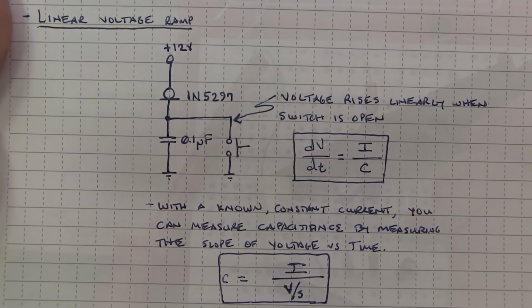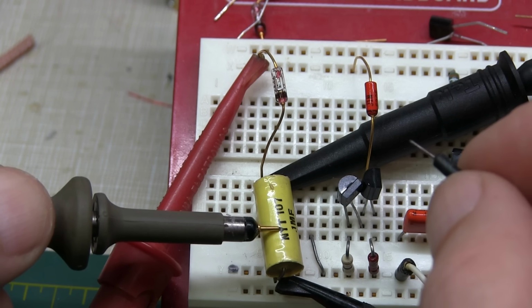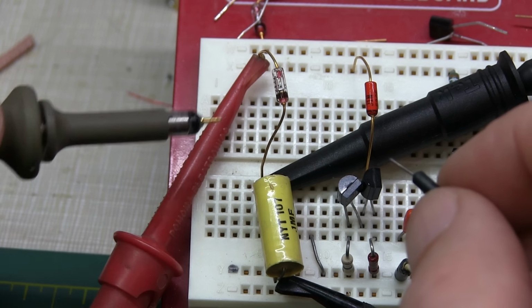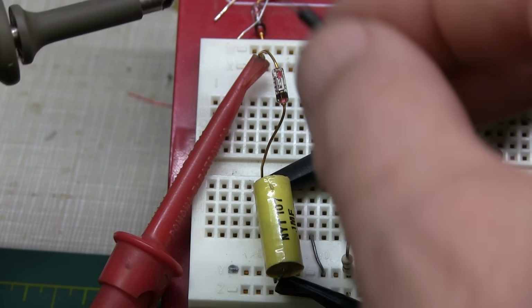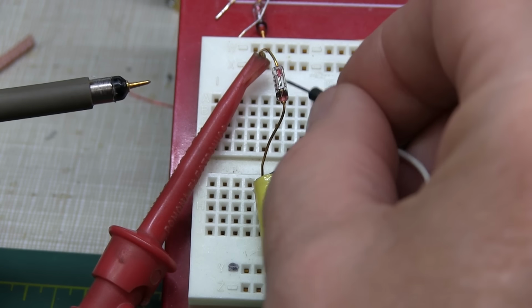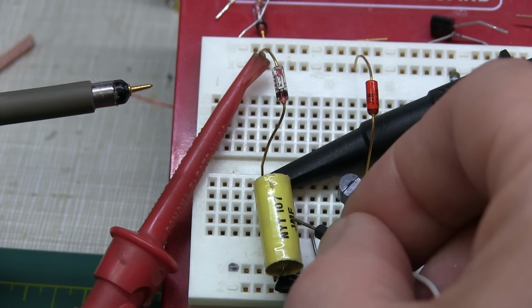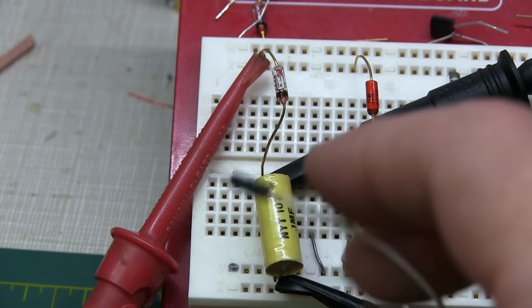So on the proto board here, I've got a 1 milliamp constant current diode connected in series with a 0.1 microfarad capacitor, and across them I've got a plus 12 volt power supply. I've got a little jumper lead here that allows me to short the capacitor out, and then I'll just very quickly unshort the capacitor, and this constant current will charge the capacitor, and we can see the slope on the oscilloscope.